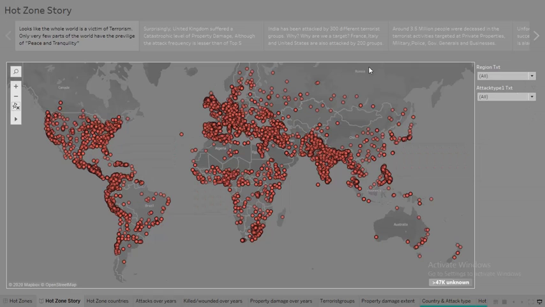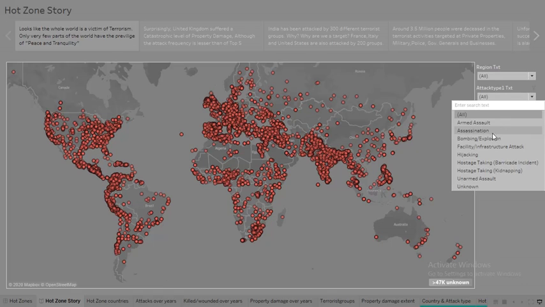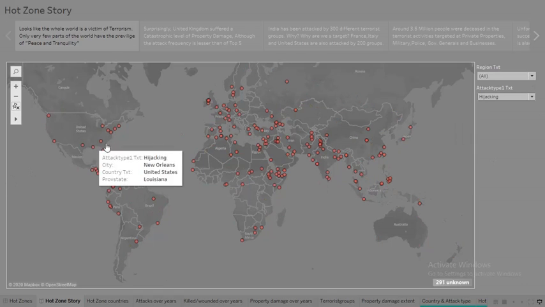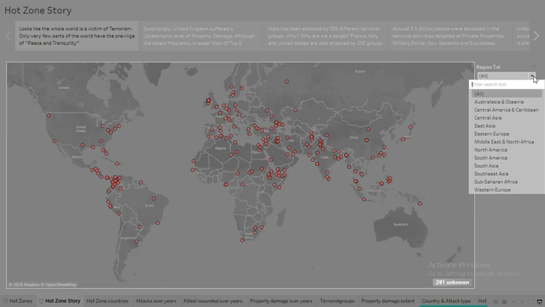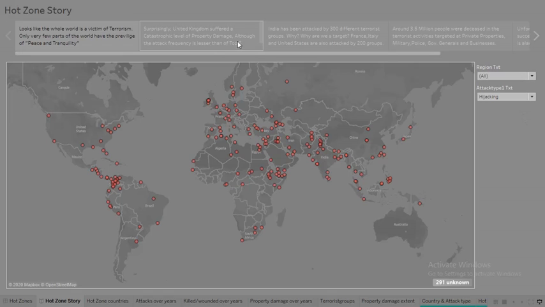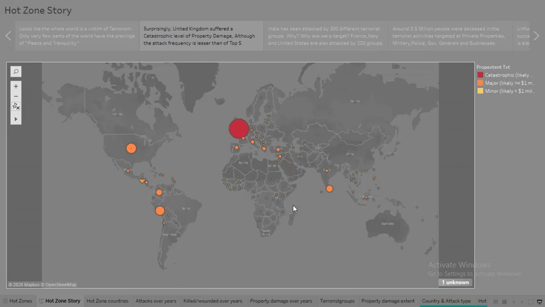So this map has also been parameterized, so we can select what category we want to see. We'll select hijacking. So these are the cities which have been affected by hijacking. And now coming to the next dashboard.